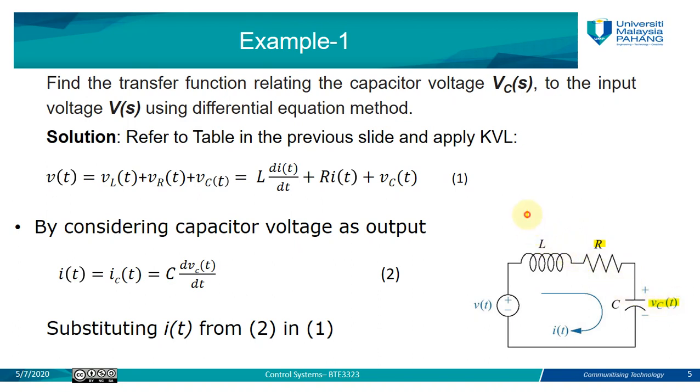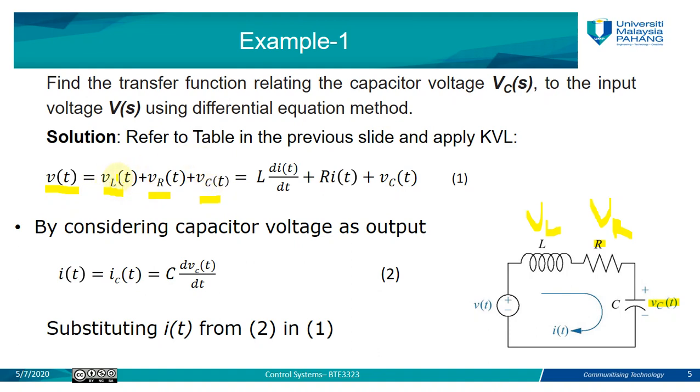So we have here VL, and here VR, and here VC(t). In order to write the equation: the summation of all voltages equals 0, or the input voltage is equal to the output voltage. Here the input voltage is V(t), and the voltage drop will be the sum of the voltage drops across the inductor, resistor, and capacitor. So V(t) will equal VL(t) plus VR(t) plus VC(t).